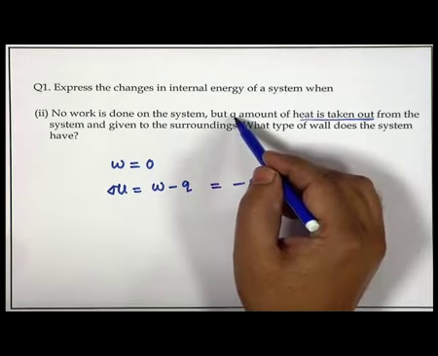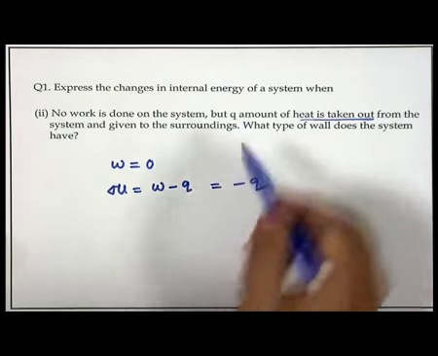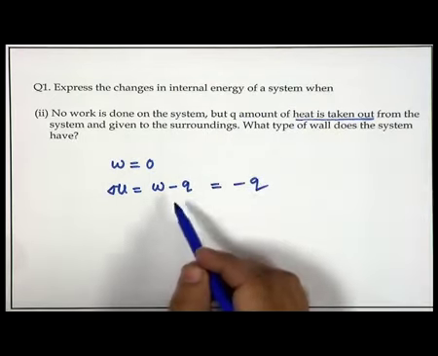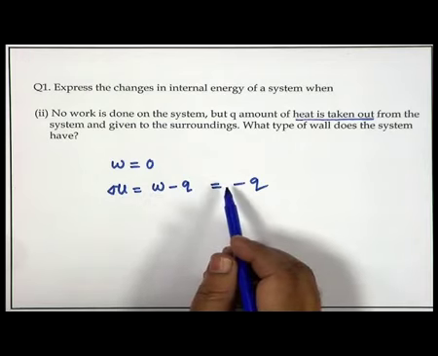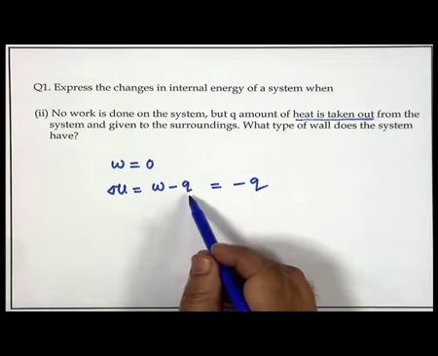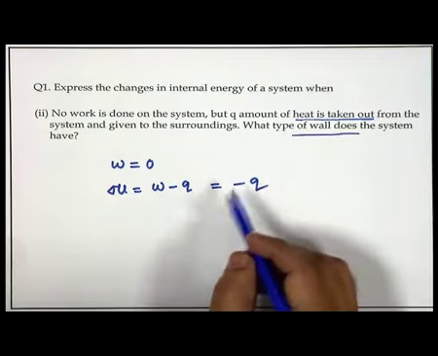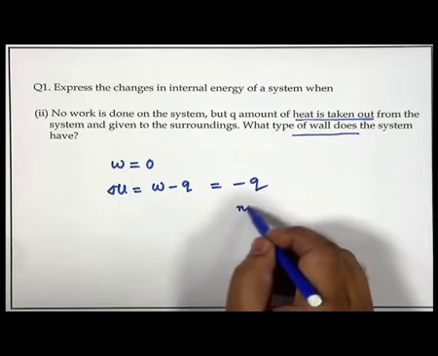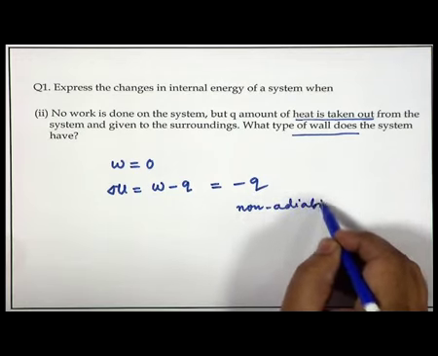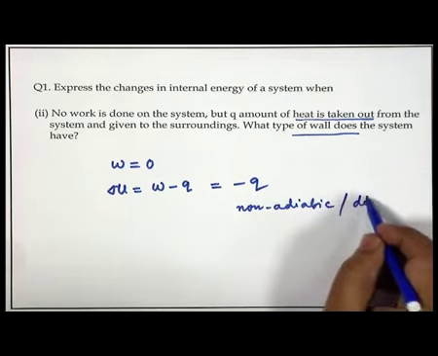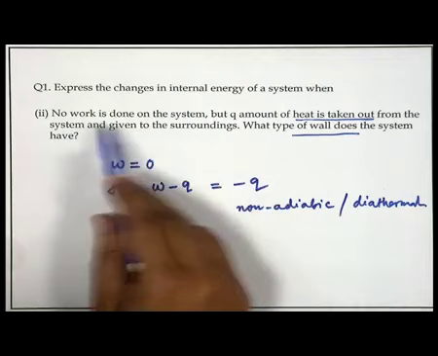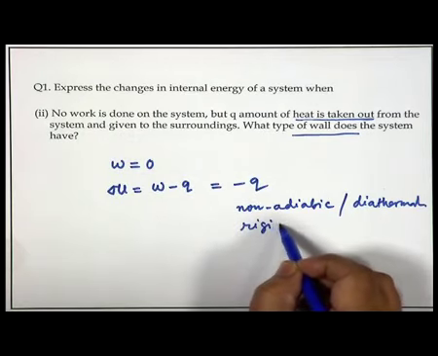So, in this case Q is the magnitude, and because the heat is taken out of the system, it will lose some energy. So, instead of an increase it will be a decrease. So, it will be a minus Q value, and the type of wall would obviously be non-adiabatic, or diathermal, because heat is getting exchanged, and it is a rigid wall because no work is done.